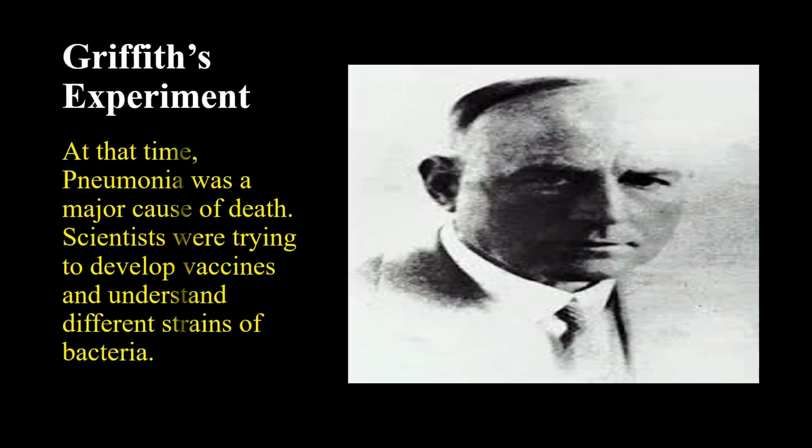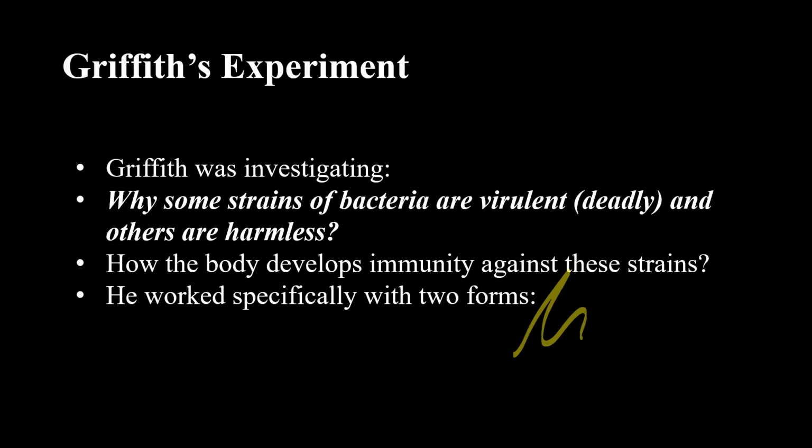At Griffith's time, pneumonia was a major cause of death. That disease was being investigated for treatment, and scientists were trying to develop vaccines and understand different strains of bacteria. So Griffith was investigating why some strains of bacteria are virulent and others are harmless, and how the body develops immunity against these strains.